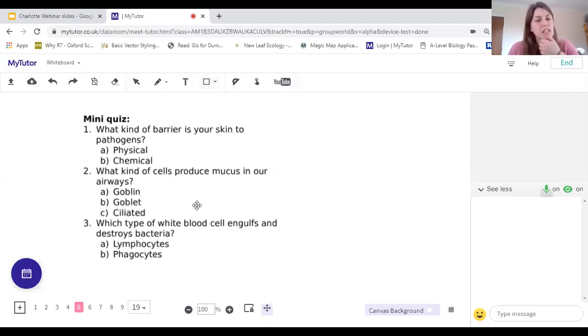Question 2, what kind of cells produce mucus in our airways? Try that one. Yeah, lots of B's coming through there, brilliant. Goblet cells, not goblin cells and not ciliated cells, goblet cells. And question 3, what type of white blood cell engulfs and destroys bacteria? Is it A, lymphocytes, or B, phagocytes? That one should be B.